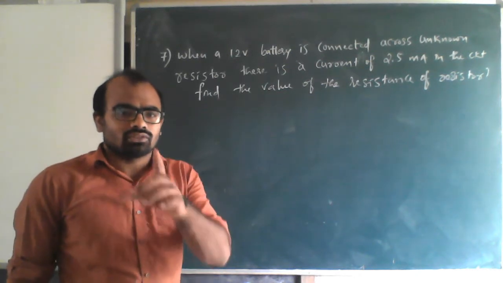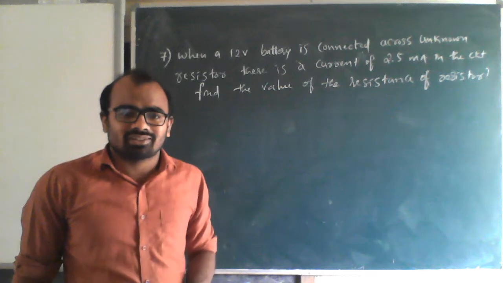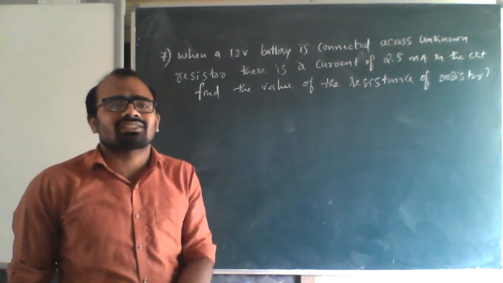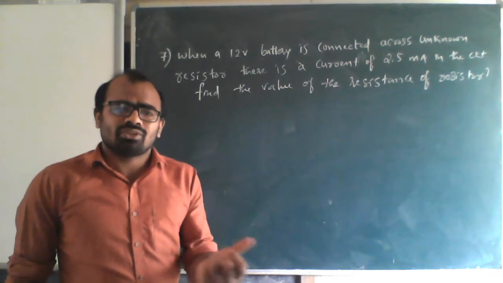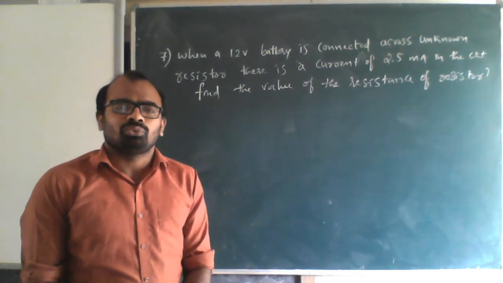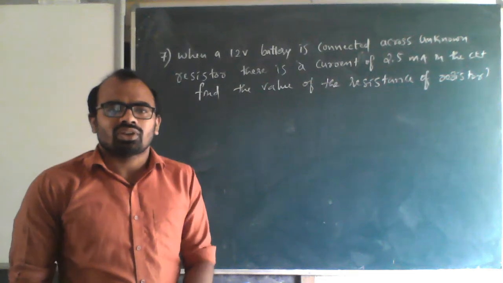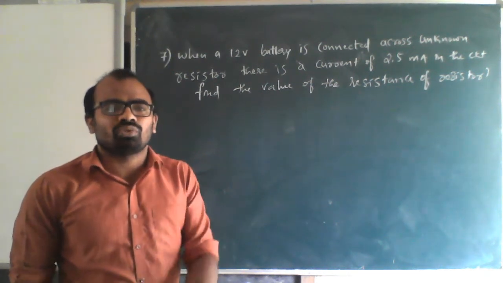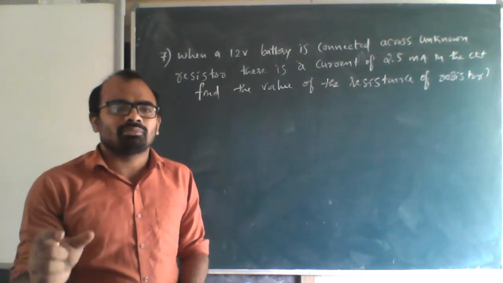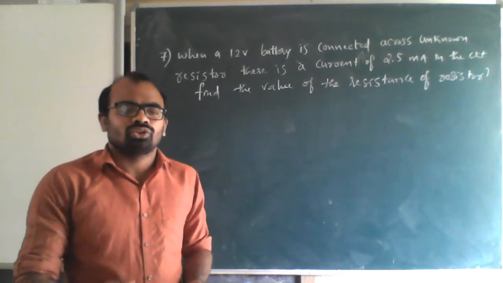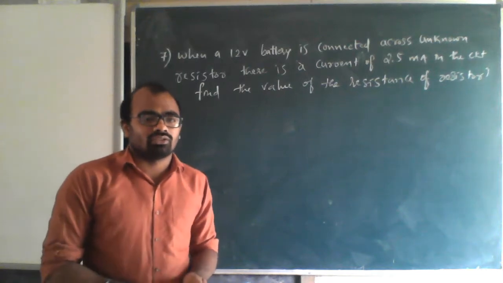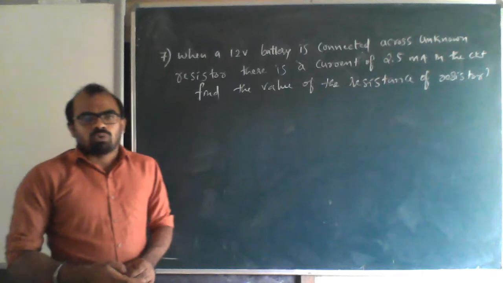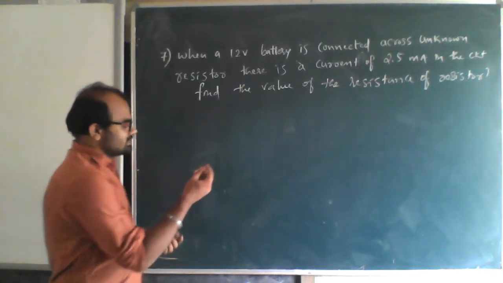Very easy. A 12 volt battery is given, which means V is given. They have given the current I, and they have just asked for R. Just apply Ohm's law and you get the answer. V equal to IR, so R equal to V by I, 12 by 2.5. Only, it is in milliampere, so convert it into amperes. Do it by pausing the video and I will solve it. Okay, now we'll see the answer.